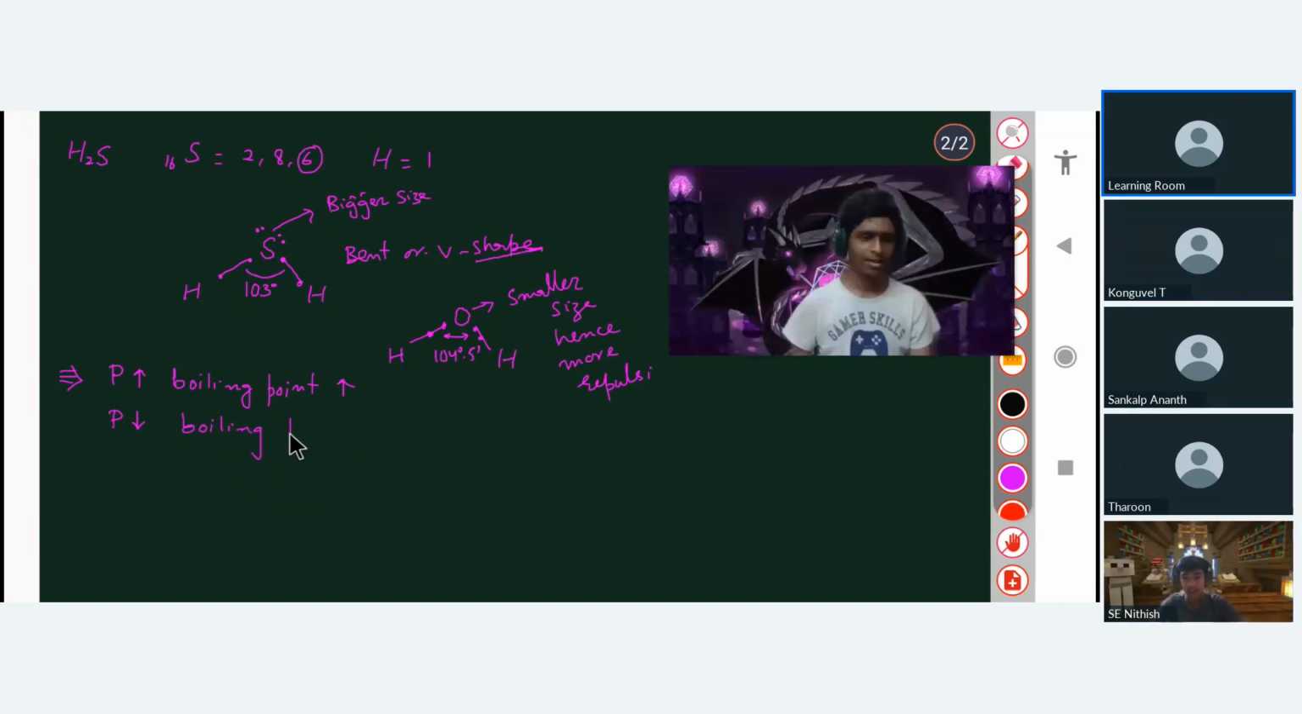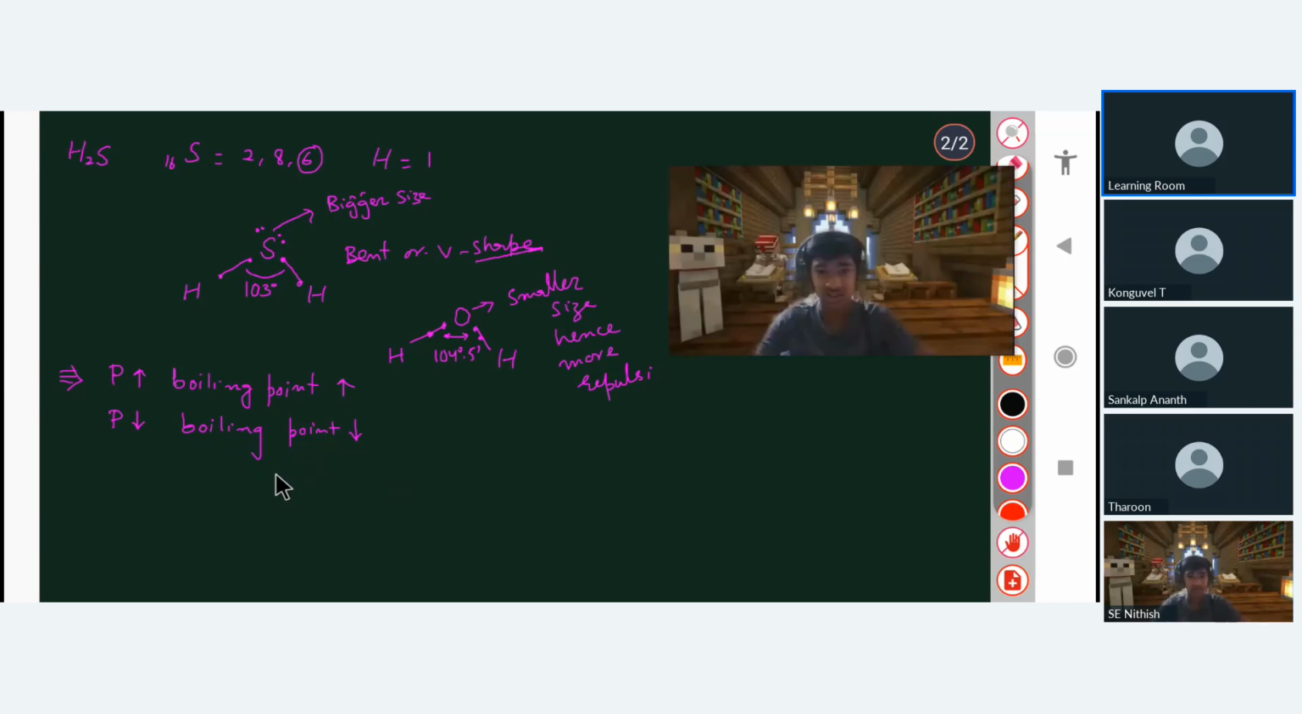This is a very important question because it is asked sometimes that if we increase the pressure, what will happen to the boiling point? And similarly, if we decrease the pressure, what will happen to the boiling point? So you have to remember that boiling point is directly proportional to the pressure. Higher the pressure, higher will be the boiling point. Got it?